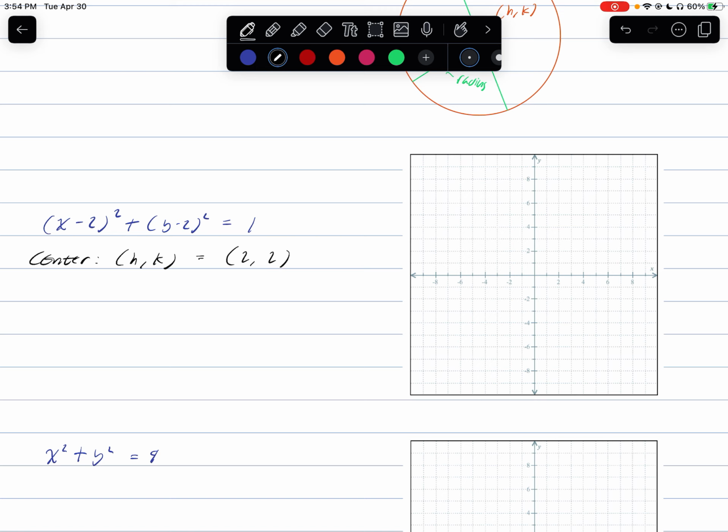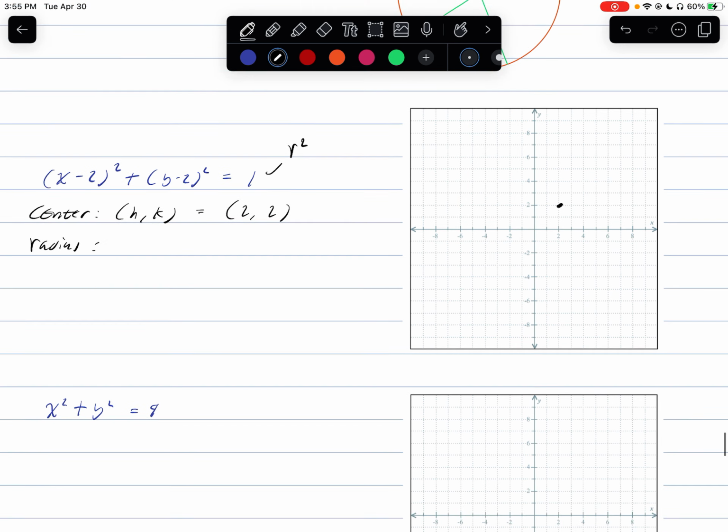So we can go ahead and plot that point. We'll go to the right 2 and up 2, and we'll have the center of our circle. Now the radius of the circle: if this element here is r squared, to find the radius, all we have to do is take the square root of that. So we have r squared is equal to 1. We can take the square root of both sides, and we get that r is equal to 1. So this circle is going to have a radius of 1.